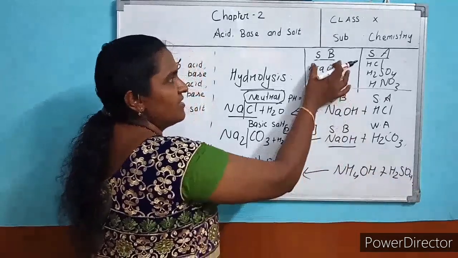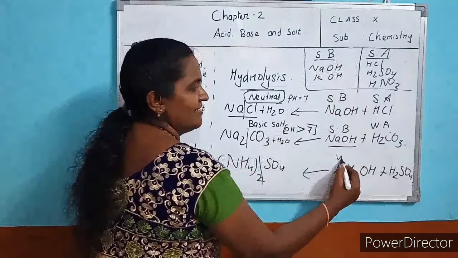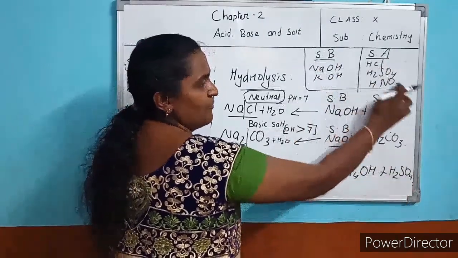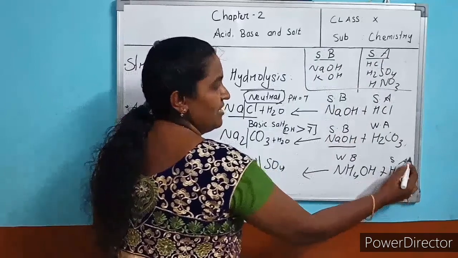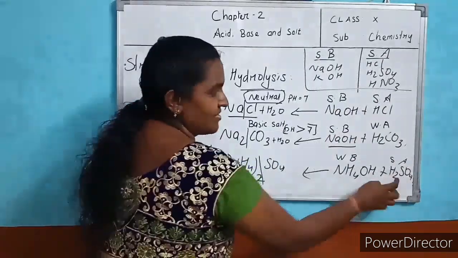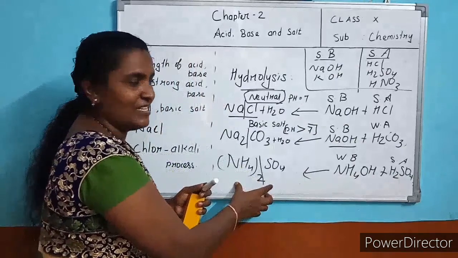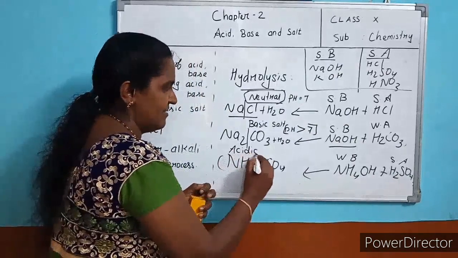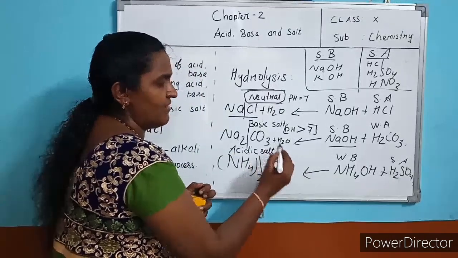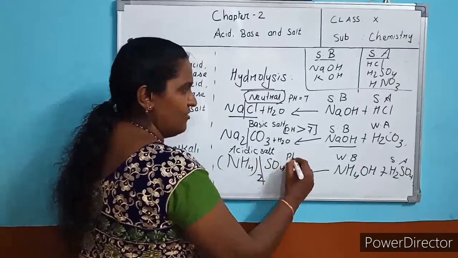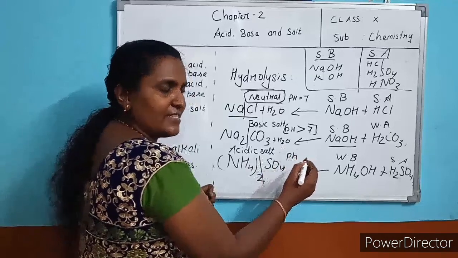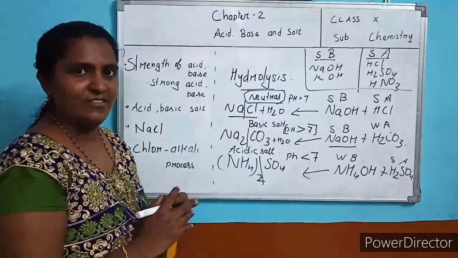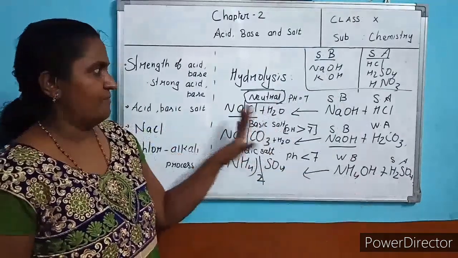The next one is a salt formed by base and acid. Now look at this. This base is weak. Only 2 bases are strong. And this acid is strong. Sulfuric acid is a strong acid. Now who is strong? Acid is strong. So the salt formed is acidic salt. So tell me the pH value. Greater than 7 or less than 7? Less than 7. Understood? I think you have understood clearly.